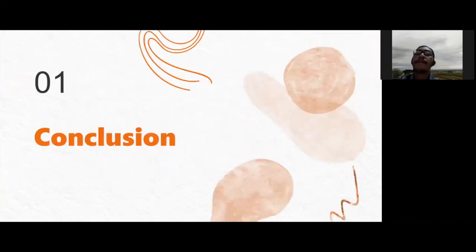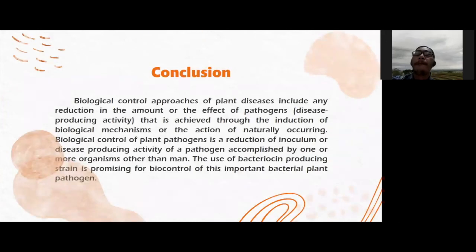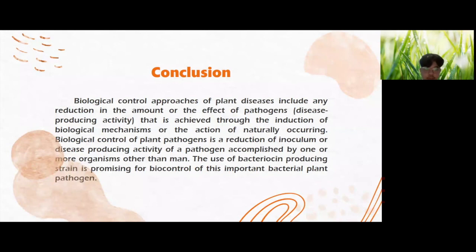Next. And the last is conclusion. So for the conclusion, biological control approach of plant disease includes any reduction in the amount or the effect of pathogens, disease-producing activity, that is achieved through the induction of biological mechanisms or the action of naturally occurring organisms.